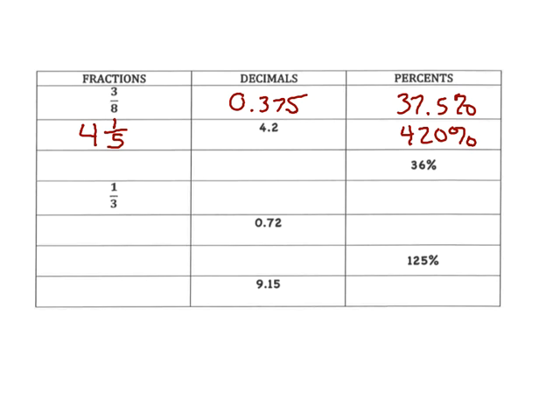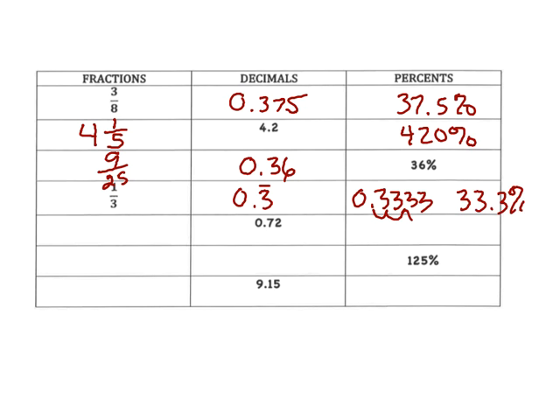36%, move it 2 spaces to the left, 0.36. As a fraction, it's 36 over 100. It can be reduced to 9 over 25. 1/3 as a fraction, 0.3 with a bar over it. To get your percent, you need to write it out. Move it 2 spaces to the right, 33.3%.